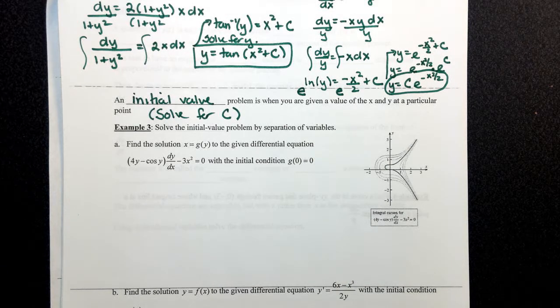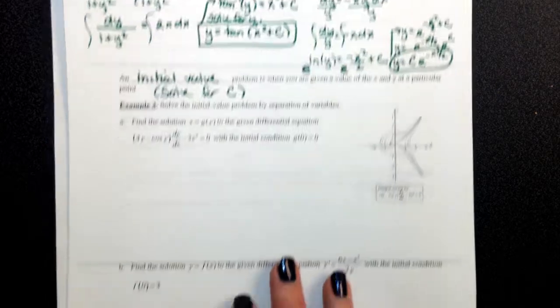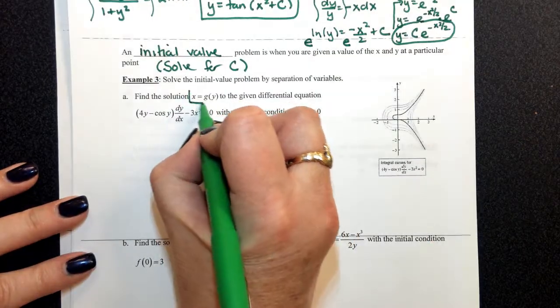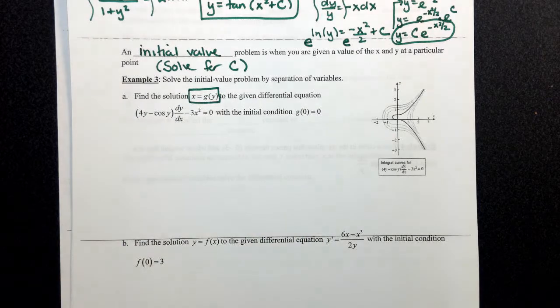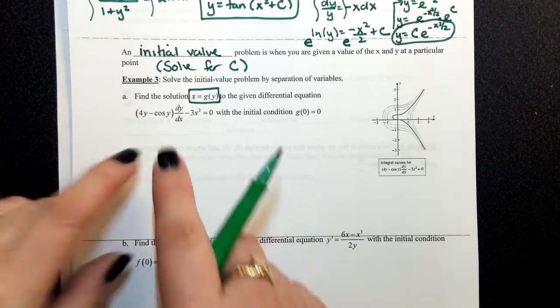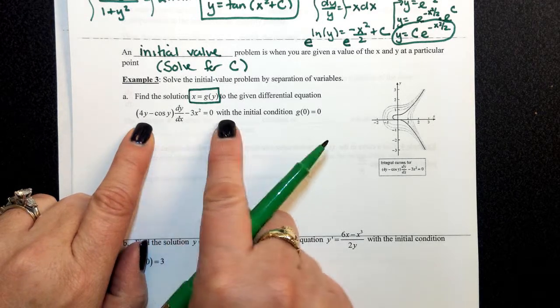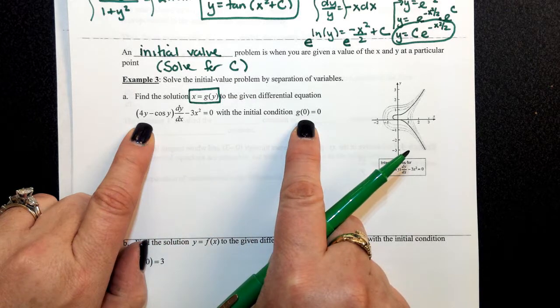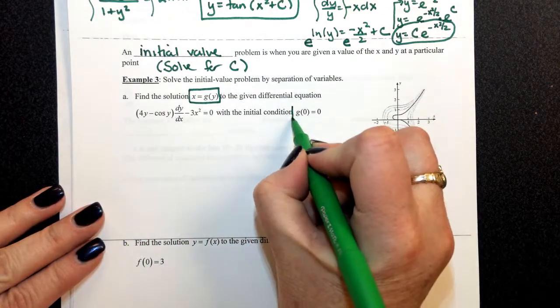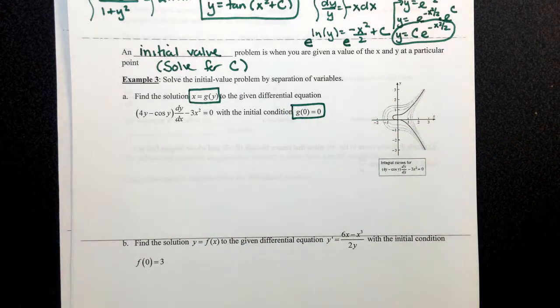So find the solution, x is equal to g of y. So now be careful, read these directions. In your final answer, are you going to be solving for x or are you going to be solving for y? X. So you're going to be isolating x once we get done the integration. So here, find the solution of this differential equation with the initial condition g of 0 is equal to 0. So notice they have to give you that x and the y value. So that's the value that we're going to use to help us solve for c.